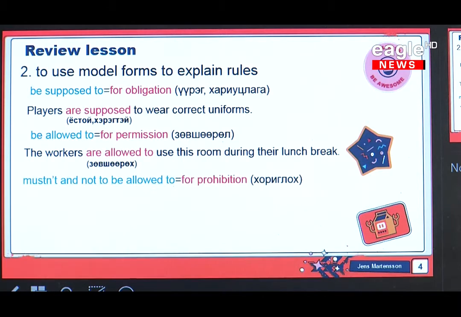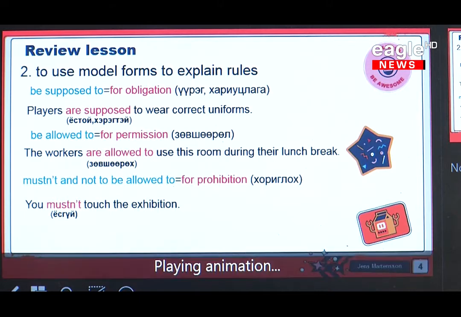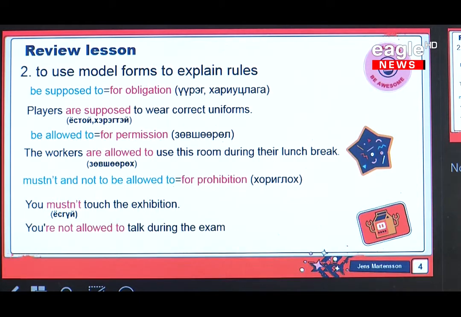Next modals, mustn't and not to be allowed to. They are used for prohibition. For example, you mustn't touch the exhibition. Next example, you are not allowed to talk during the exam. Now you will see translation under the modal verbs.